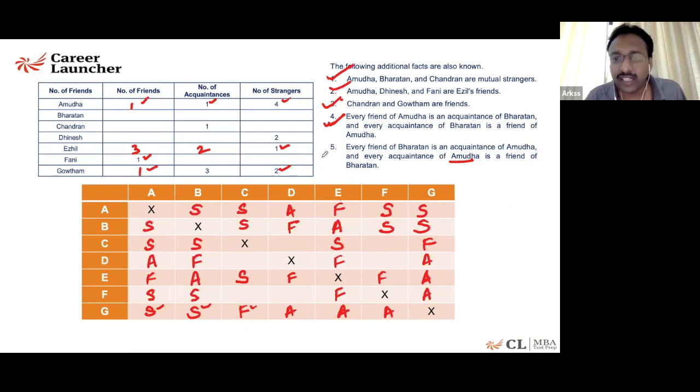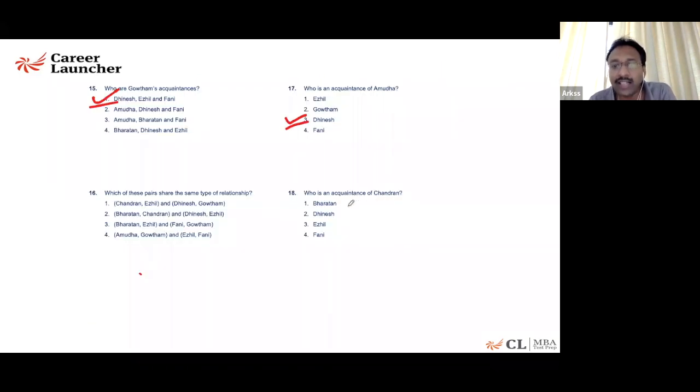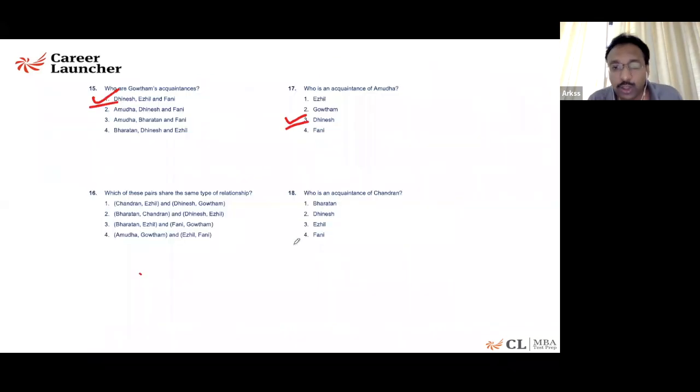We will see if there's anything else I have missed. Once again, Dinesh has two strangers. Got it right. There are only two places. This is stranger, this is stranger. That means this has to be stranger, this has to be stranger. Now clearly Chandran has an acquaintance. It cannot be this. Chandran has one acquaintance. It has to be our F. It's over. The entire story is done.